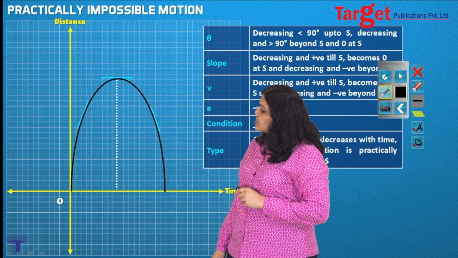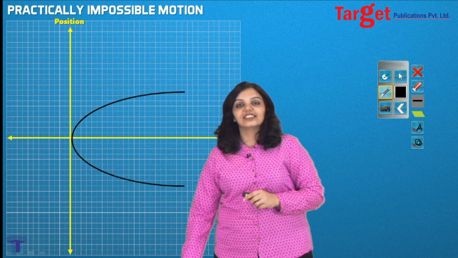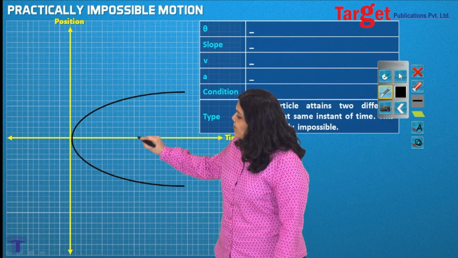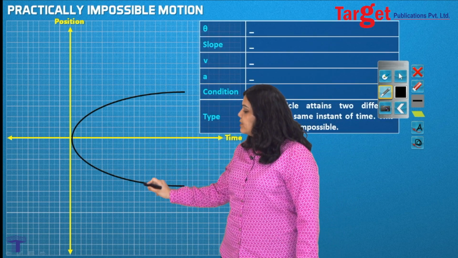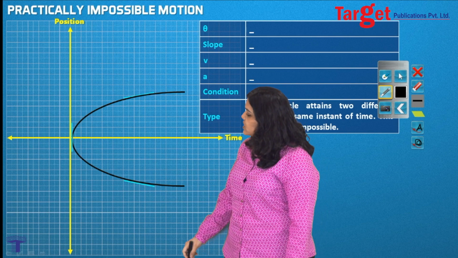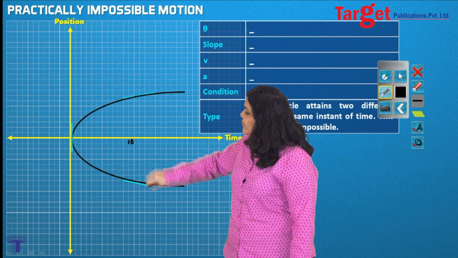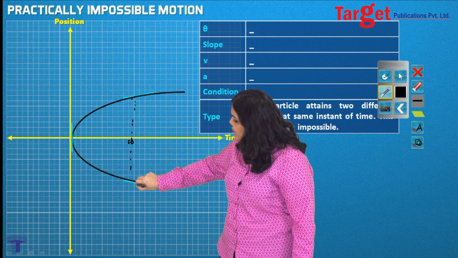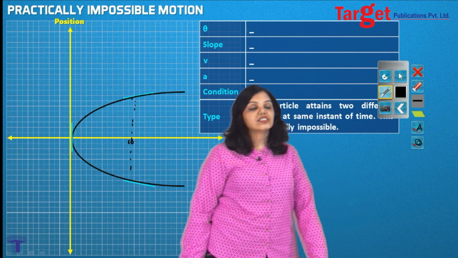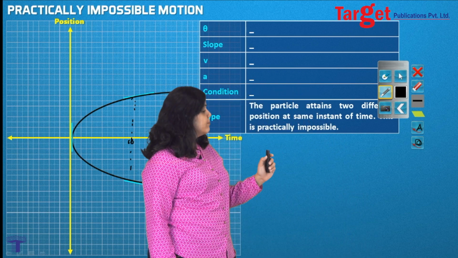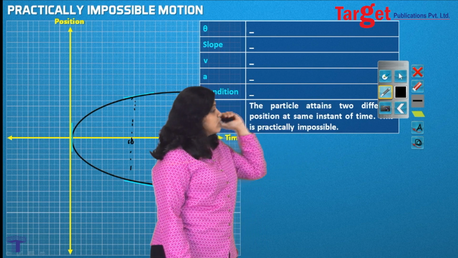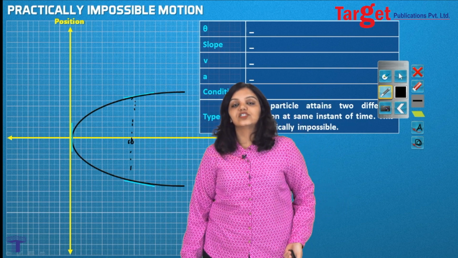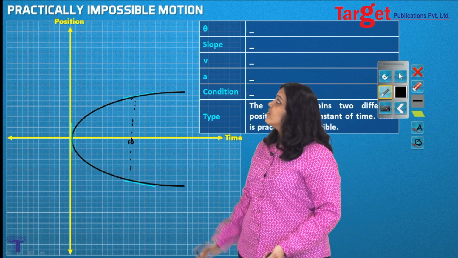The final type of impossible graph that we will see is this graph, and let's take a look at why this graph is impossible. This graph is impossible because at the same point in time, how can the body be at two different locations? So if you see, I can take a point here on the graph and at the same instant of time, the body will be at two different positions, which is not physically possible, and therefore this graph is impossible because the particle, according to this graph, obtains two different positions at the same instant of time, and this is not practically possible. That's why this graph is impossible.